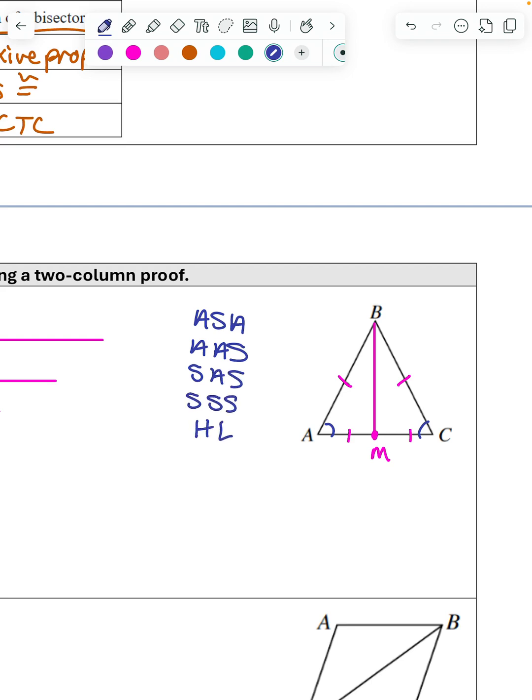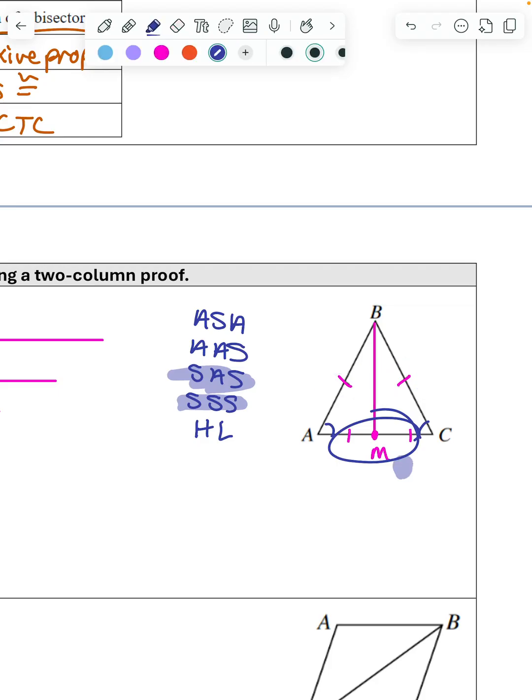So in looking at our congruency statements, here's the 5 of them. I have 2 pairs of congruent sides already. So I'm probably going to use one of the ones that have 2 sides, and we have 2 options. So I'm either looking for a pair of congruent angles or another pair of congruent sides.